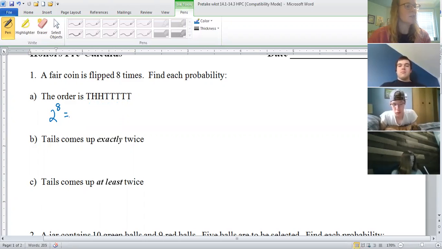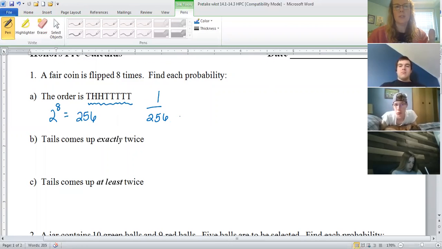Okay, so this will give us our total number, which is 256. So there's 256 different combinations that we could get when we flip a coin 8 times. Okay, and then this order here in the problem, that is one specific order that they want. There's only one way to get that to happen. So our probability is going to be that one option out of the 256 total ways that you could flip a coin 8 times. Okay. So you don't have to think of calculating getting tails for the first one or getting heads for the second. You don't have to get that specific about it. It's just one option out of the total. Okay.